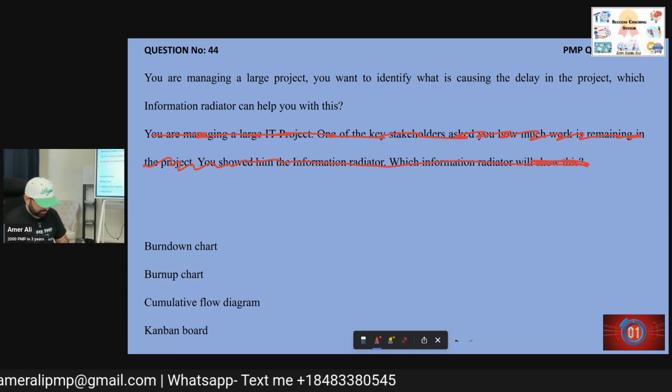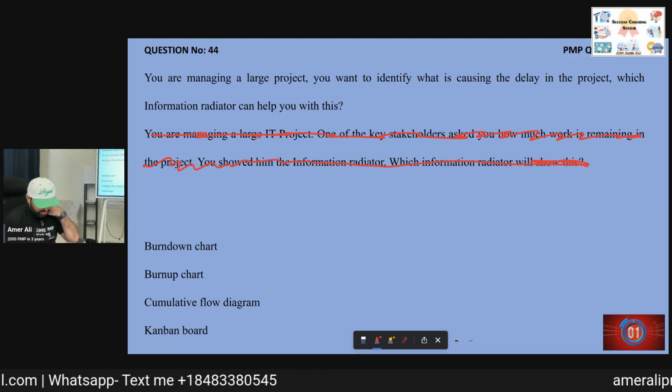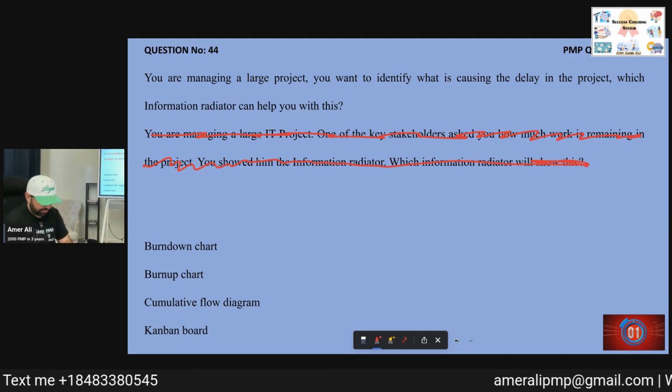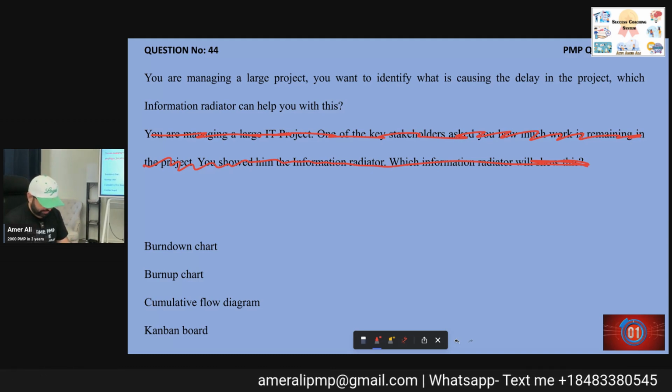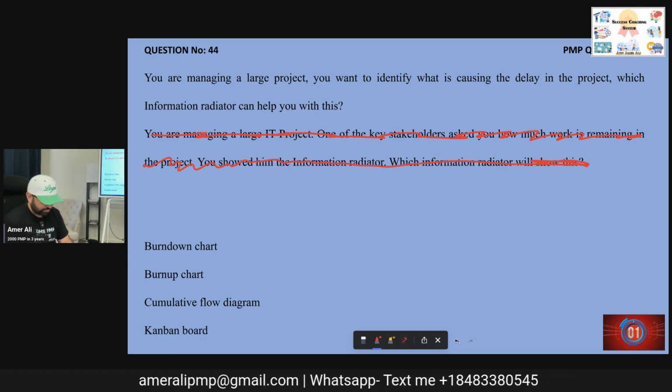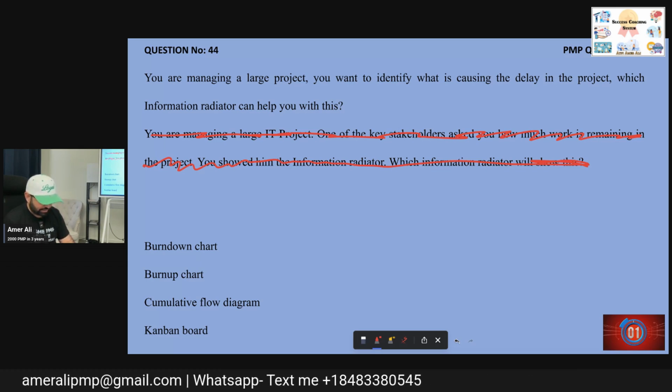Now it's a very interesting question. The option should have been different, but it is what it is. We have two options that are actually right here.